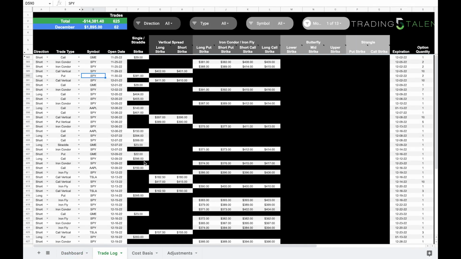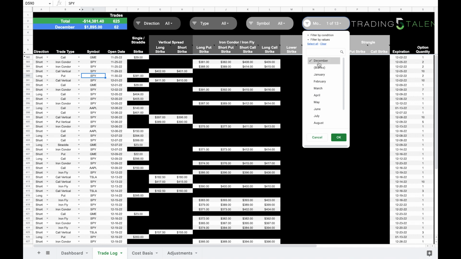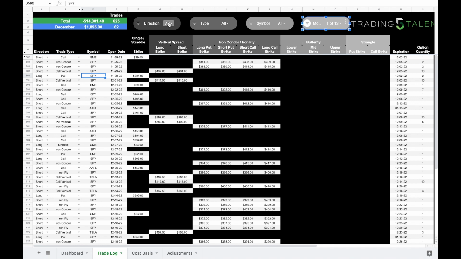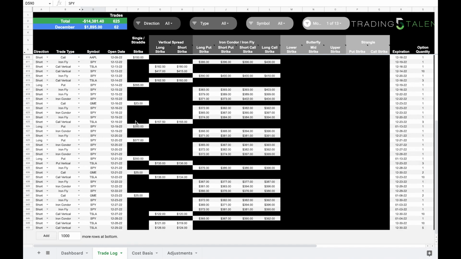Okay, so I'm in the trade log tab of the trade log, and what I've done is I've just filtered only to show December trades. So trades closed in December, and just click OK. These are all directions, all trade types, and all ticker symbols. So you can see 1895 is what I had for this month. 62 trades were made, and you can see there's a variety of different types of trades.